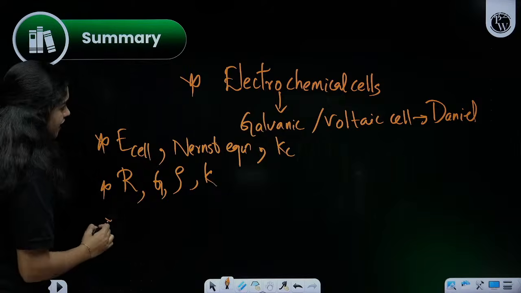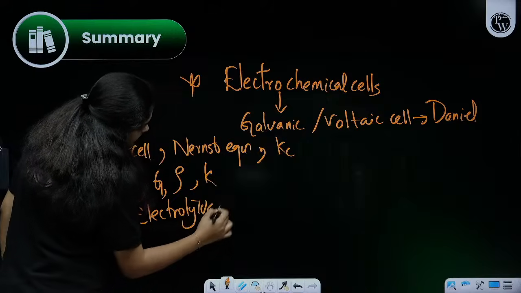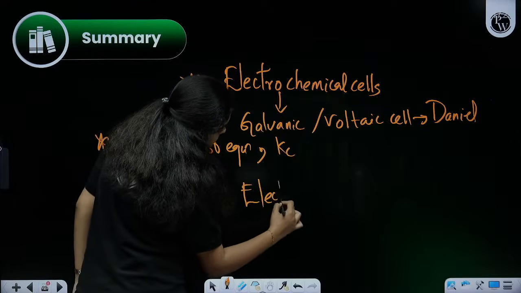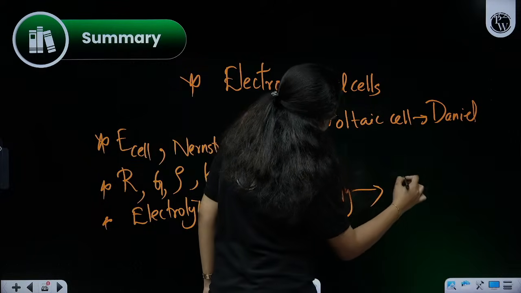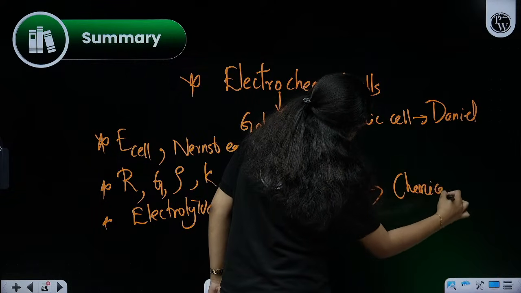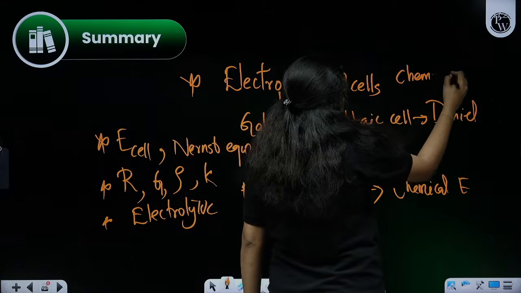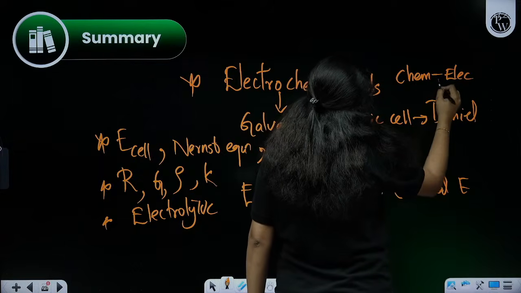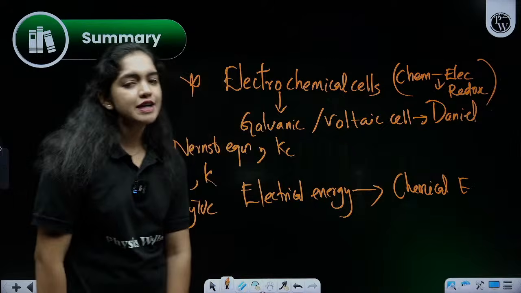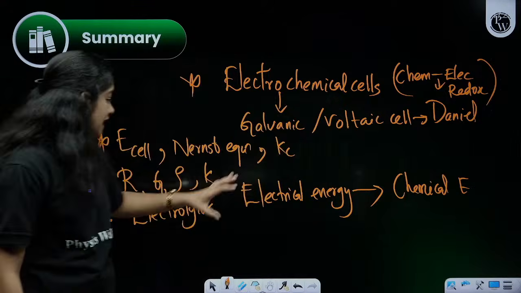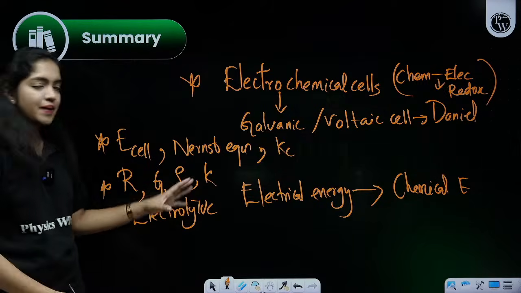Then we went to the electrolytic cell, which is just the opposite. In the electrolytic cell, electrical energy is converted into chemical energy. In the previous one, the electrochemical cell, chemical energy is converted into electrical energy by means of a redox reaction. But in the case of the electrolytic cell, electrical energy is converted into chemical energy. Clear? So these are the main topics that we discussed.